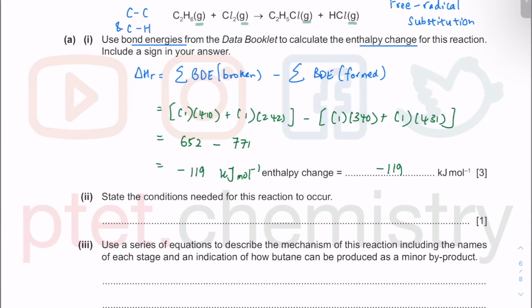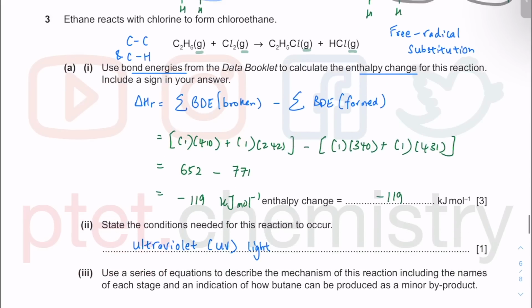As I mentioned, it was a free radical substitution reaction. So you need your ultraviolet light, abbreviated as UV light. And what else? State the conditions needed. That's all really. Okay, so the UV light is essential for this reaction.